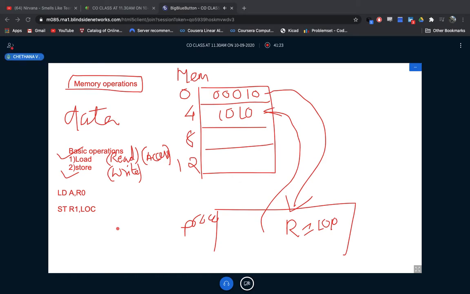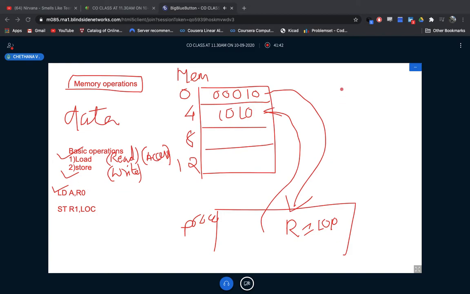What example is it? First instruction means LD A comma R0. Give me a name. What is that? Yeah, load operation. Very good. First instruction is load operation. Loading means what? Loading the data means access the data from A to R0.